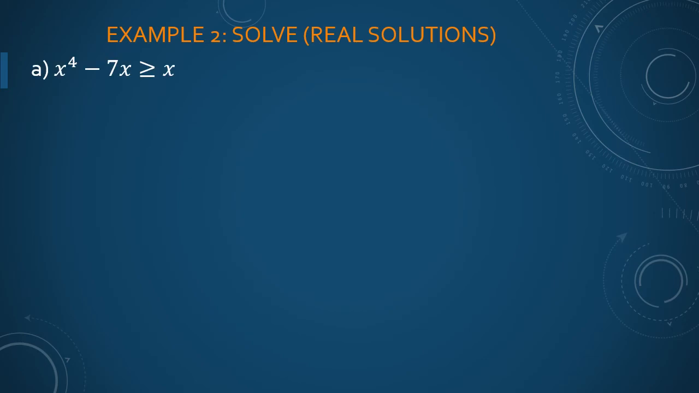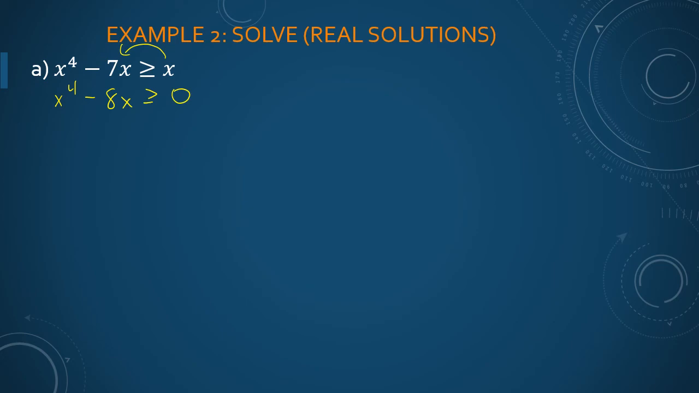Example 2a, we're still just solving, just a little bit different. Step number 1, we should bring that x over here. So bring that over, becomes negative x. So this is going to be x to the 4 minus 8x is greater than or equal to 0. And I got to factor that.